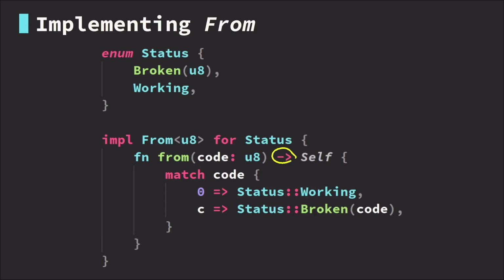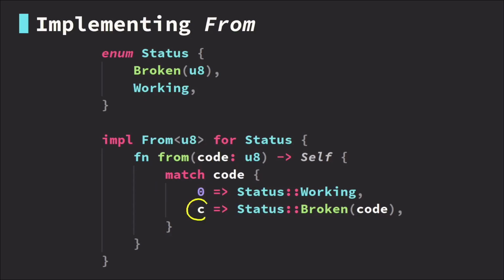It's always going to return a Self, and as we know, the Self refers to whatever we're implementing for. In our function body, all we need to do is return a new Status as a Self, so we can match on the provided code. And if it's 0, we're going to assume that something's working.